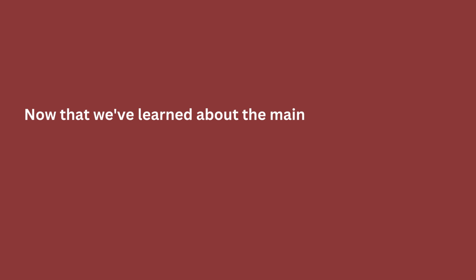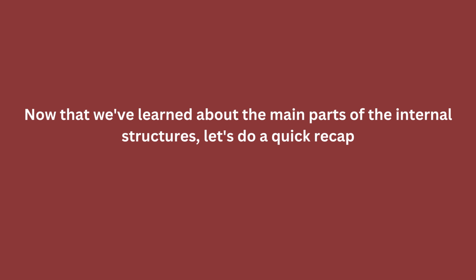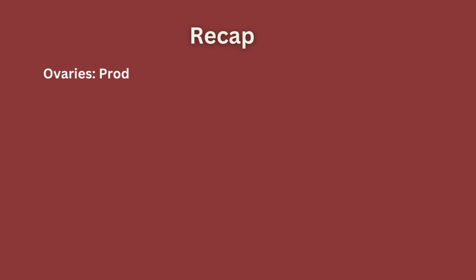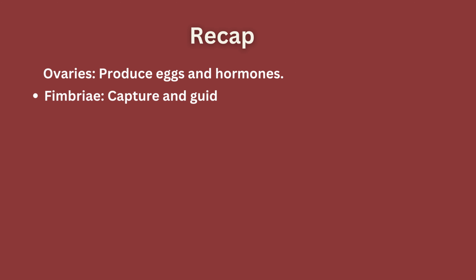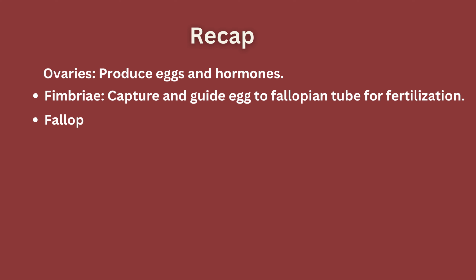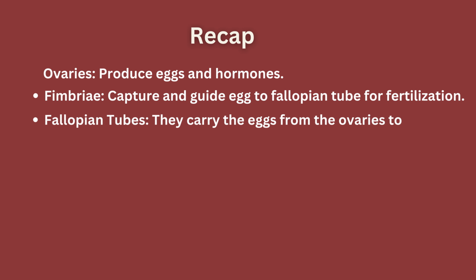Now that we've learned about the main parts of the internal structures, let's do a quick recap. The ovaries produce eggs and hormones. The fimbriae capture and guide the egg to the fallopian tube for fertilization. Fallopian tubes carry the eggs from the ovaries to the uterus and are the site of fertilization.